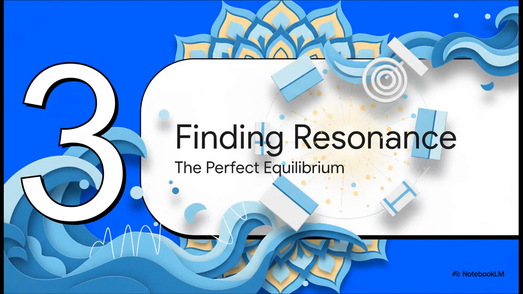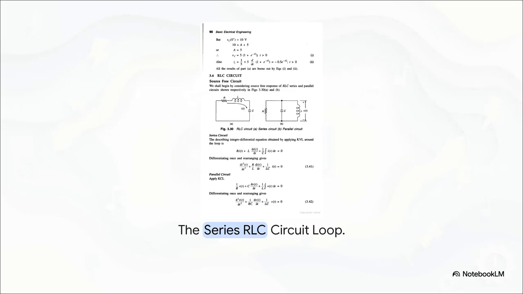Section 3. Finding resonant frequency. We are now ready to see what happens when these opposite, complementary forces find their perfect point of equilibrium. This is where the magic really happens. When we wire these components together in a series RLC loop, you might instantly picture those intimidating integral differential equations from Kirchhoff's voltage law. But honestly, don't worry about that right now.